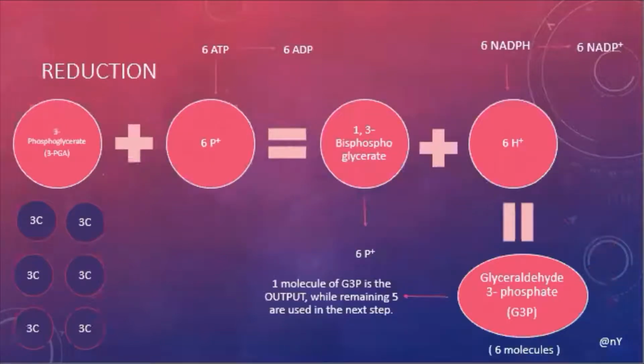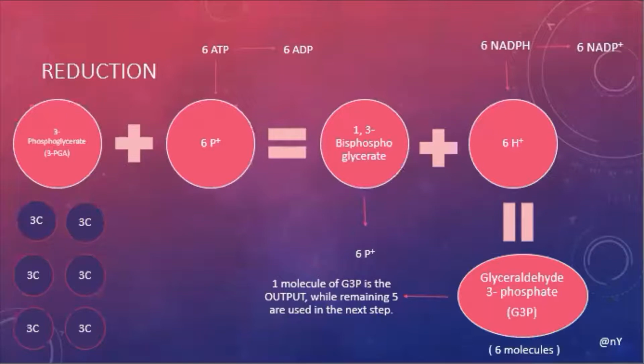After carbon fixation, the second step takes place, which is the actual step in which reduction takes place. So 6 molecules of 3-PGA, each containing 3 carbon, react with 6 phosphates that are coming from 6 ATPs, which after giving these 6 phosphates become 6 ADPs. After this reaction, we have 6 molecules of 1,3-biphosphoglycerate, which immediately give out the 6 phosphates that they have just added.